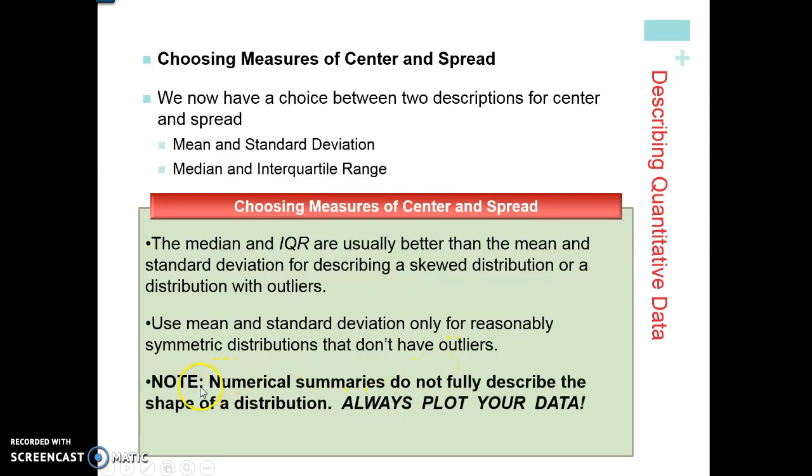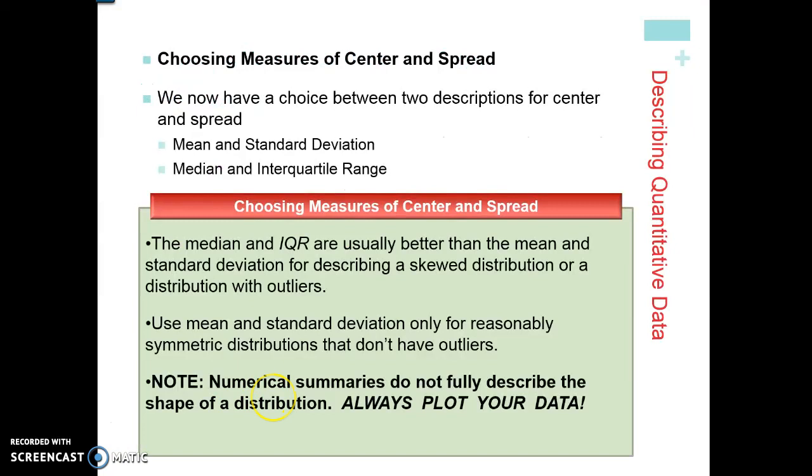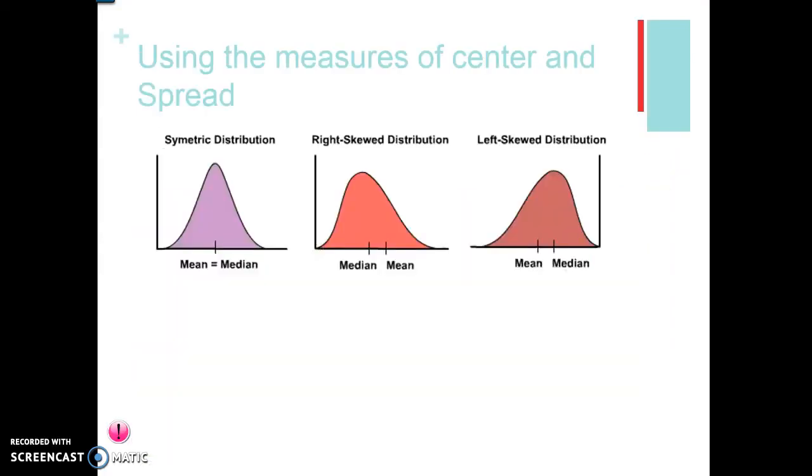Okay, please note that numerical summaries do not fully describe the shape of your distribution. So just looking at your 5-number summary, just looking at the mean and standard deviation, just looking at the median and the interquartile range are not necessarily going to give you a full picture of your data. Please make sure you always plot your data, and you can always use your graphing calculator and then just give a quick sketch, making sure that you label numerically and with a descriptive label at the bottom of your graph.